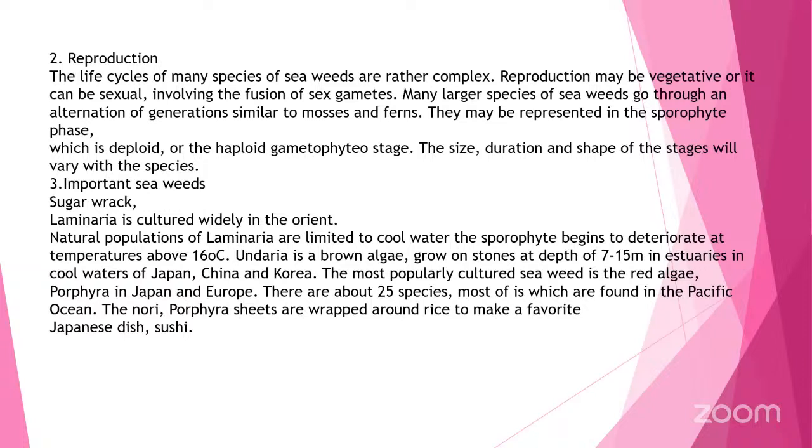The most popularly cultured seaweed is the red algae, Porphyra, in Japan and Europe. There are about 25 species, most of which are found in the Pacific Ocean. The nori Porphyra sheets are wrapped around rice to make a favorite Japanese dish called sushi.